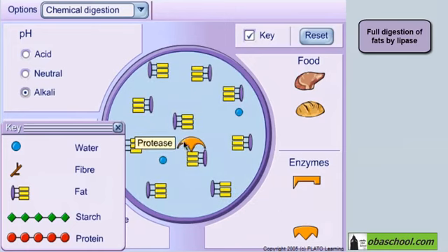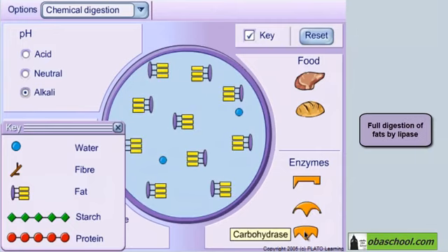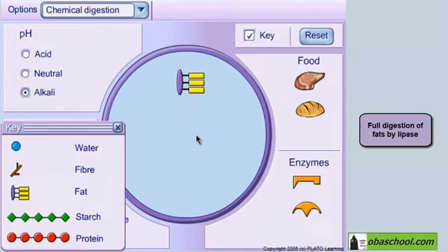Of course, we can add protease because it works in this medium. However, there is no proteins in butter to be digested by protease. The enzyme protease does not work on lipids. Same thing with carbohydrates. It can be added to the medium, but it can't work on lipids. So it's not going to digest the fats.